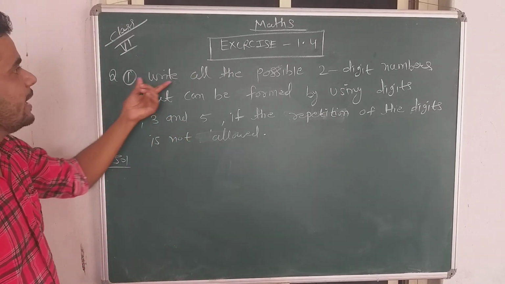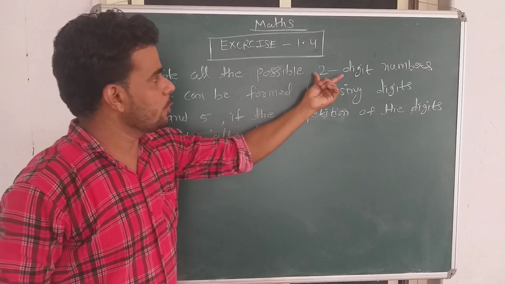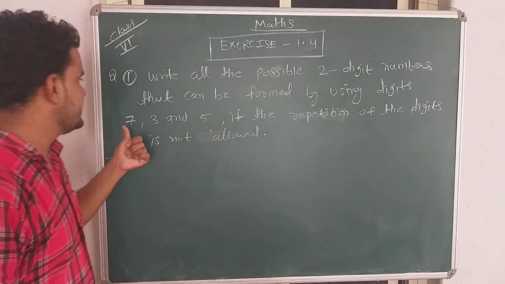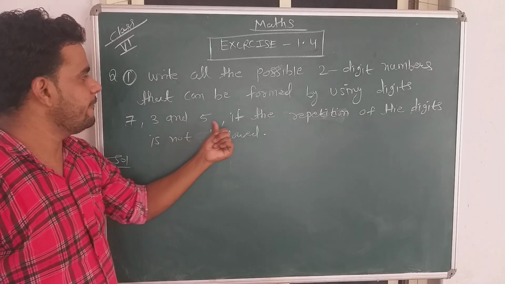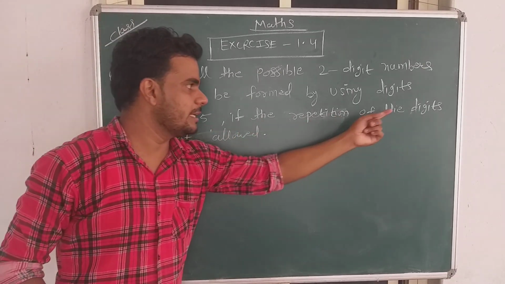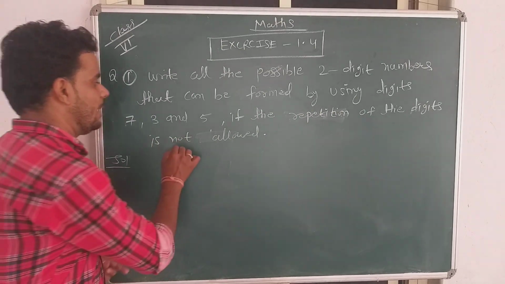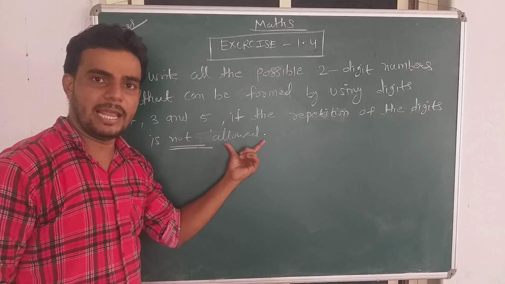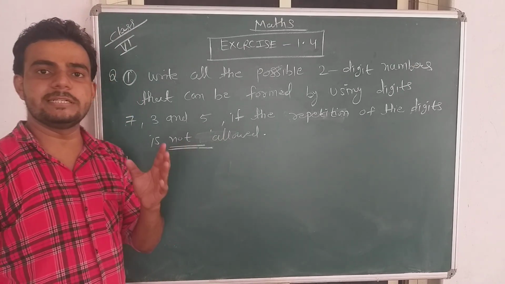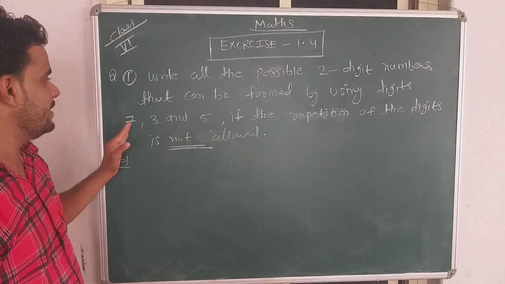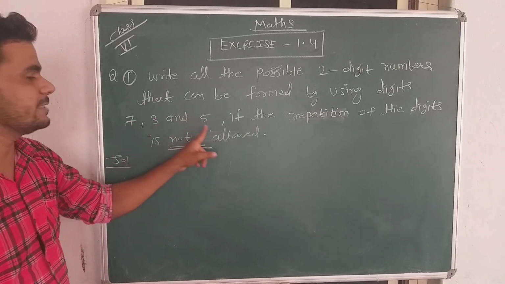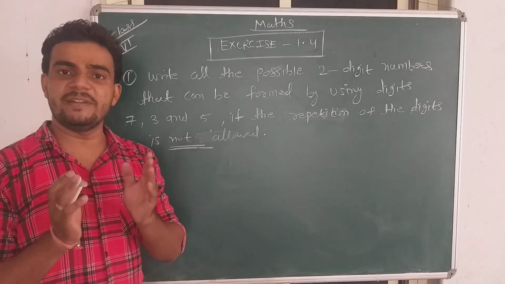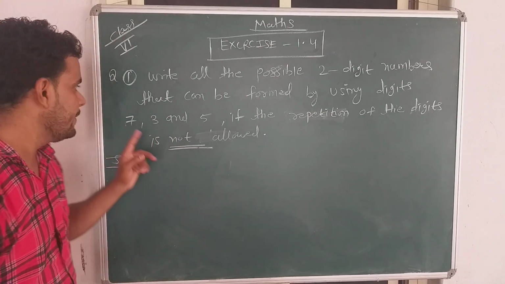The first question is: write all possible two-digit numbers that can be formed by using the digits 7, 3 and 5 if the repetition of the digits is not allowed. The special condition is that repetition of the digit is not allowed, and you have to find all the two-digit numbers made from 7, 3 and 5. It means 7, 3 और 5 से बनने वाले आपको टू डिजिट के सारे नंबर लिखने हैं, but the repetition is not allowed. Okay, so we will try 7, 3 and 5.